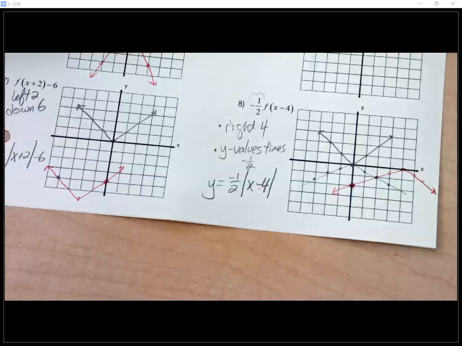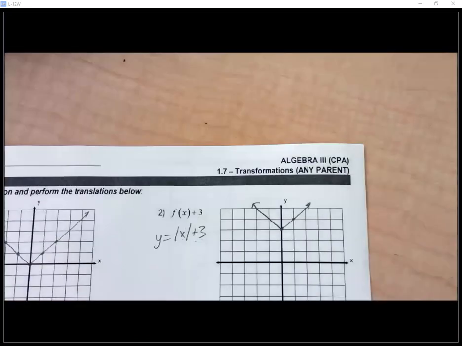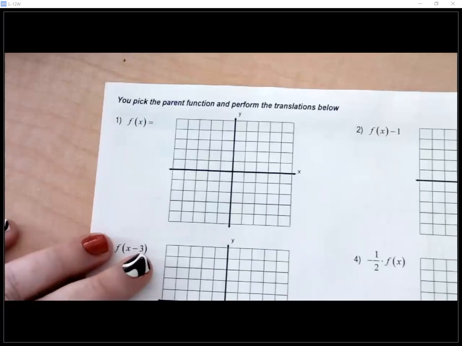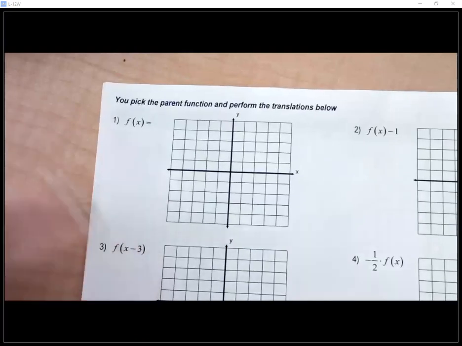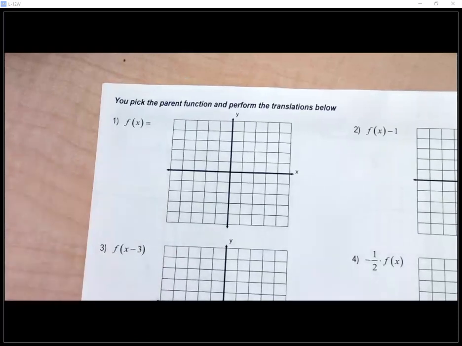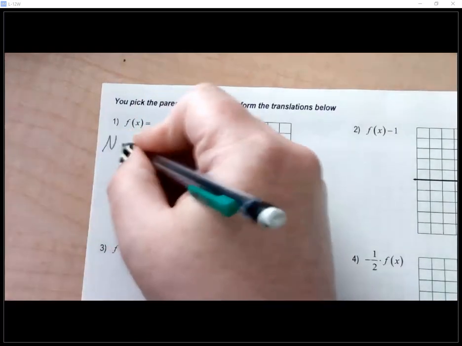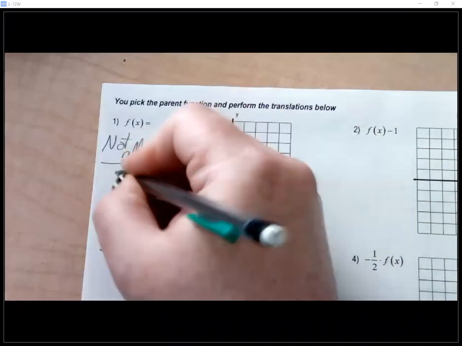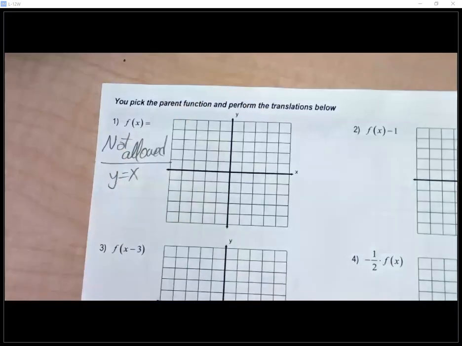Any questions? Okay, let's talk about what I want to do on the back. So you're going to pick the function here. I'm just going to say what you can't have. So you are not allowed y equals x. All the other ones are fine.